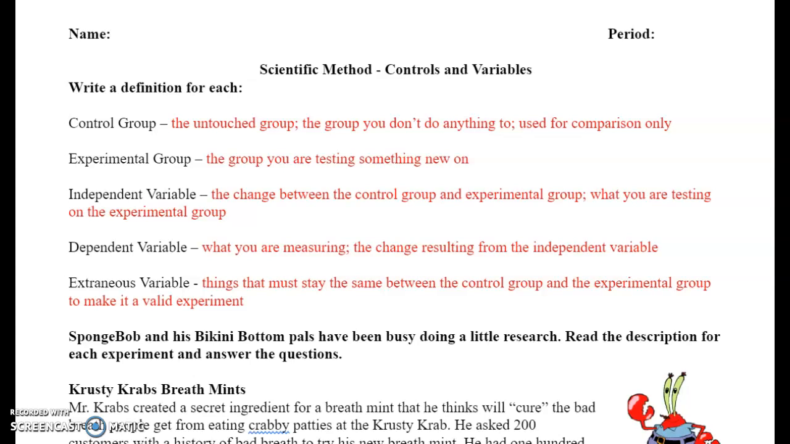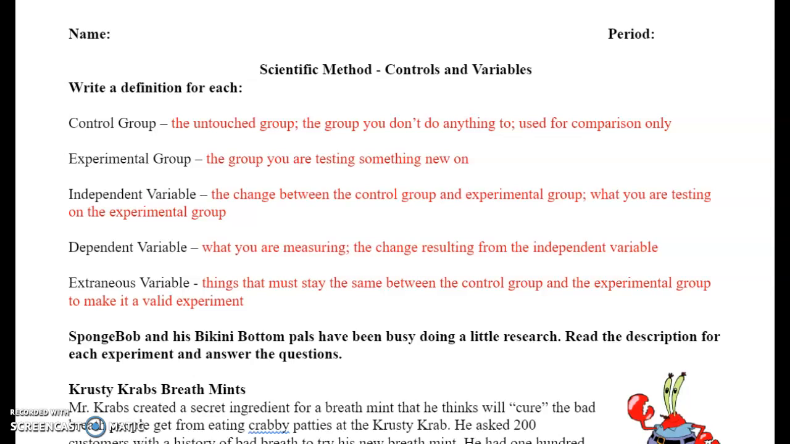Then you have 3 types of variables: independent, dependent, and extraneous variables. Extraneous variables are the easiest ones to remember because those are the things that have to stay the same between the control group and the experimental group in order to make it a valid experiment. So that's all the conditions that need to stay the same. For the independent and the dependent variable, those are a little trickier to remember.